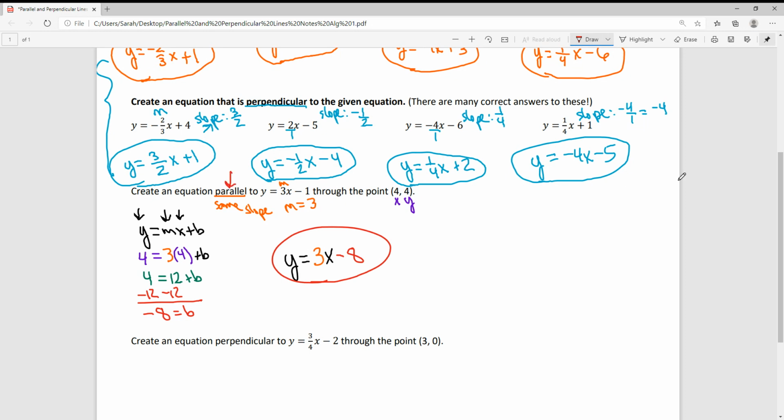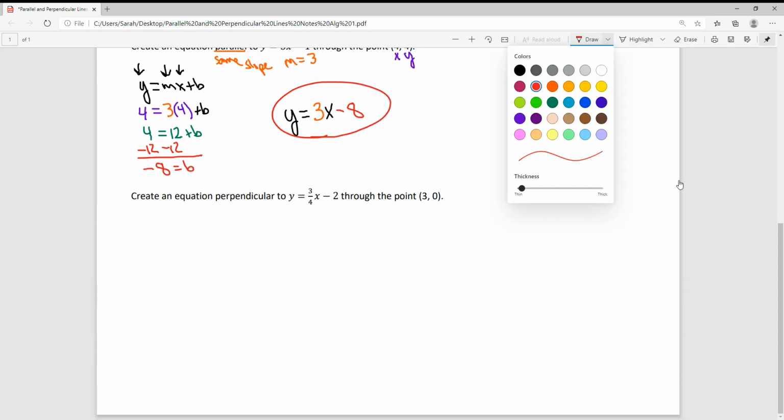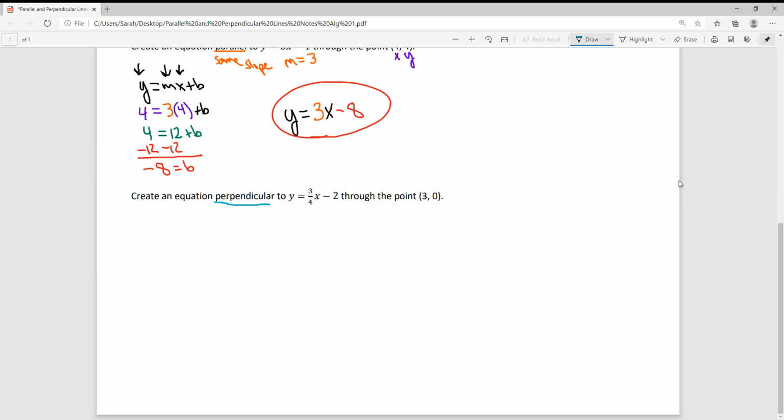Let's try one more. This time they want us to create an equation that is perpendicular to this equation right here and goes through the point 3, 0. Perpendicular, we need to change our slope to the opposite reciprocal. I'm going to abbreviate that because that's a lot to write. Since it's a positive 3 over 4, my new slope is going to be negative. 3 over 4 becomes negative 4 over 3.